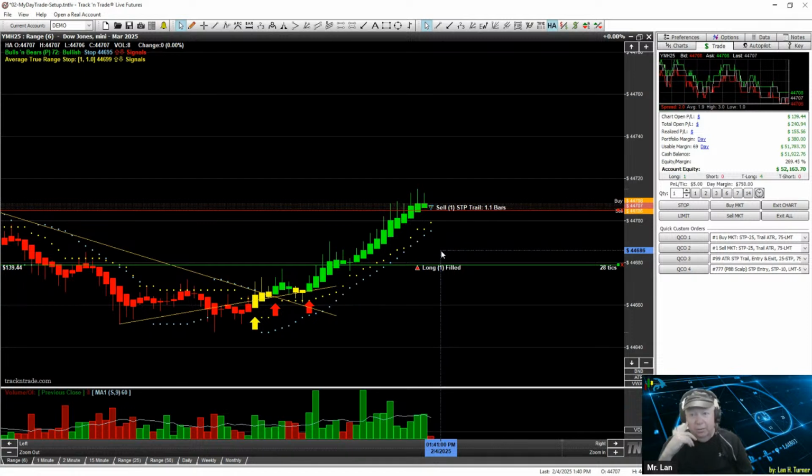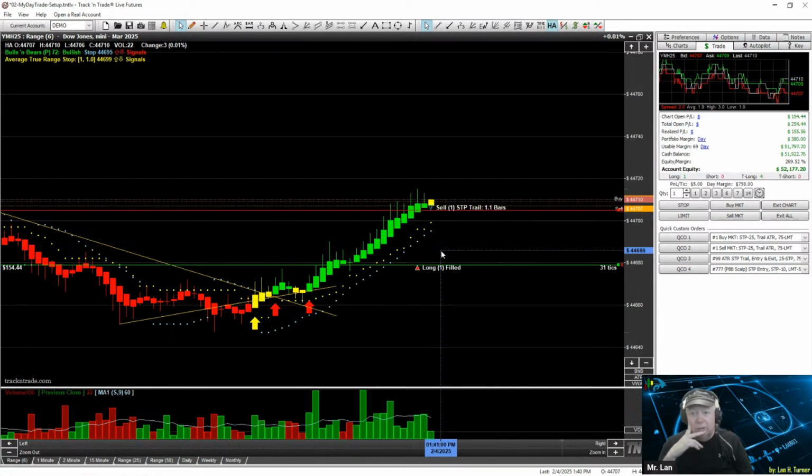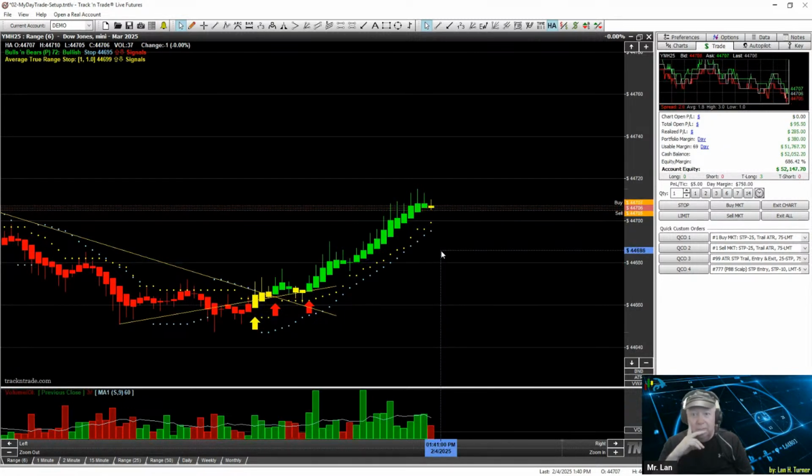Now if it breaks down, higher highs and higher lows, right? As long as it's making higher lows, we'll keep going with it. But if it makes a lower high, we'll just get out. Boom, we're out. It's no longer making higher lows.